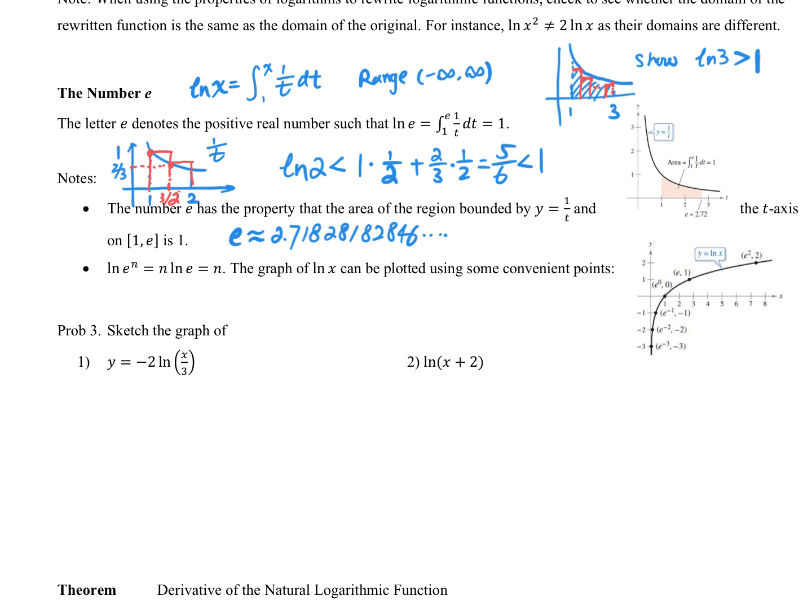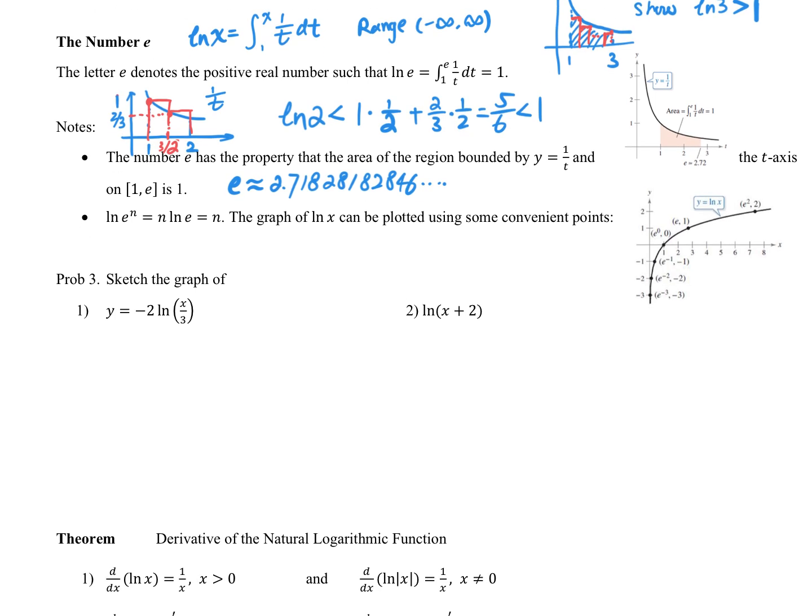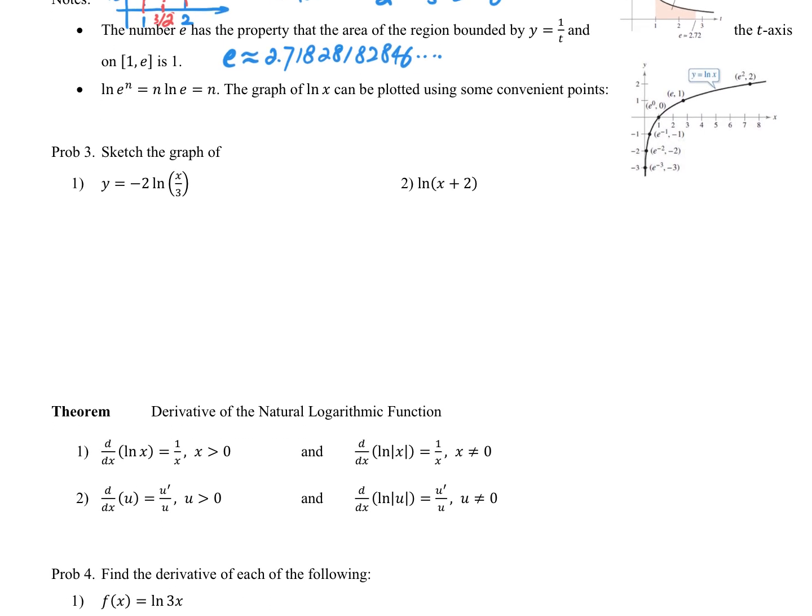Now let's talk about the graph of some log functions using transformations. Let's take a look at how we can graph this function. I can see that there's a negative number in front of the function ln. The 2 is a vertical stretch by a factor of 2. This negative means reflection about the x-axis, right?